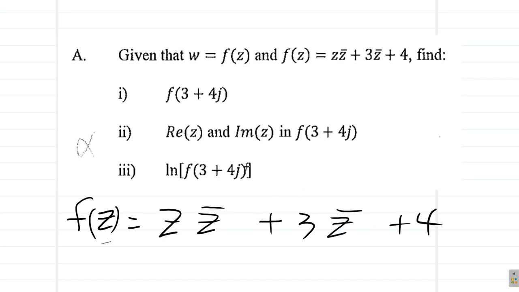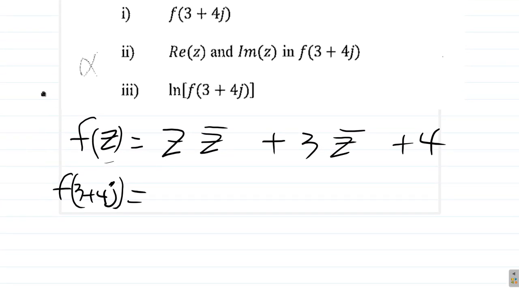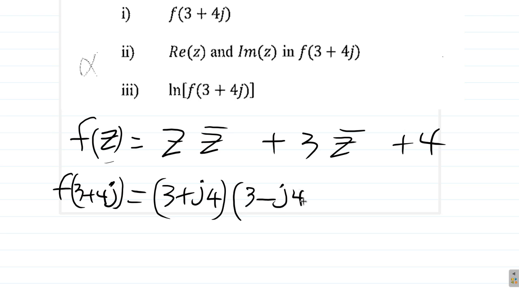Alright? Now, this is no longer f of z, it's going to be f of 3 plus 4j. See that they use j here. Now you're going to replace z with 3 plus 4j. So this is 3 plus 4j. But I prefer saying j4. 3 plus j4. And the conjugate is 3 minus j4. Alright? Plus 3 times 3 plus j4. See that? Plus 4. Okay, good.